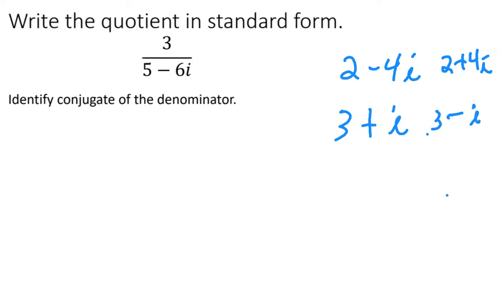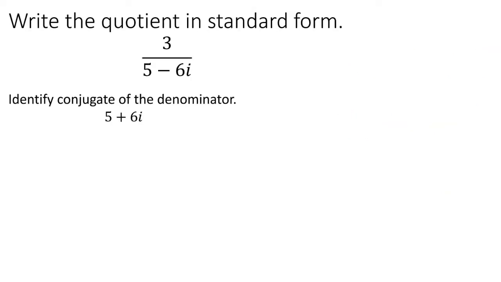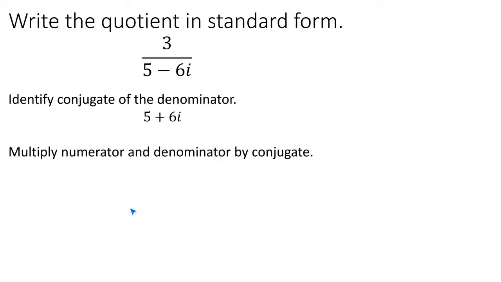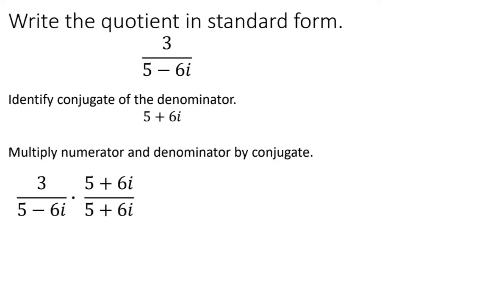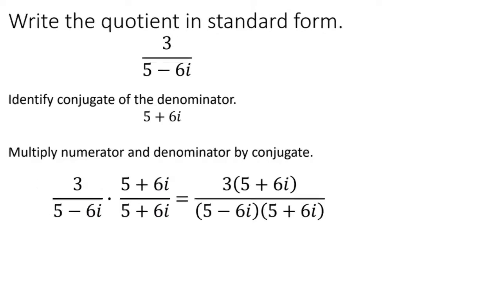Okay, so let's continue here. The conjugate of 5 minus 6i is going to be 5 plus 6i. Then you're going to multiply the numerator and the denominator by that conjugate. I can do that because 5 plus 6i divided by 5 plus 6i is just 1. So it's not changing the problem. We're just going to change the way it looks. So we're going to multiply these out.